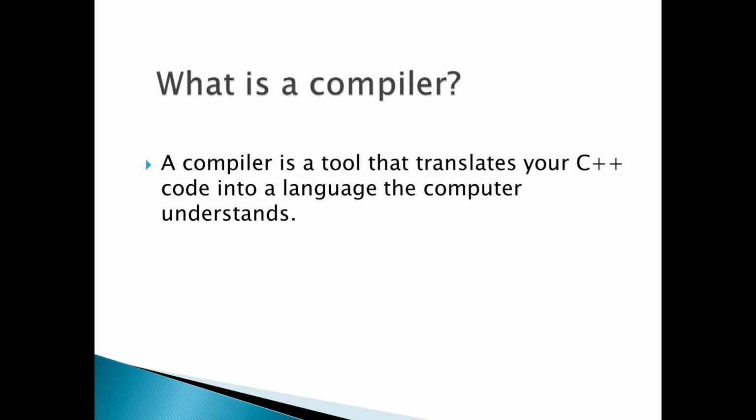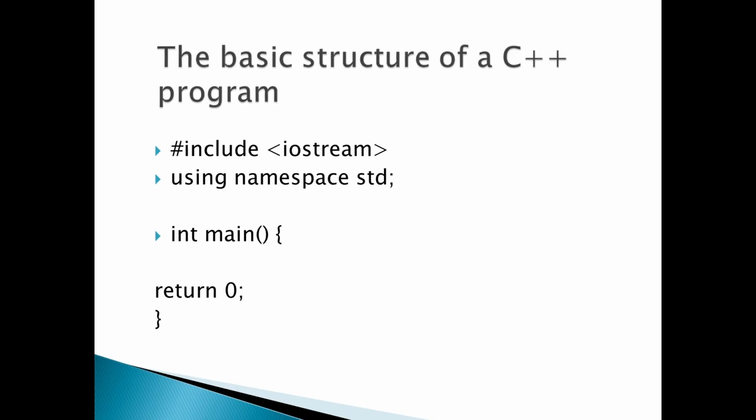So the steps are: you write C++ code, then the compiler checks your code, then it converts it into machine code, then your computer executes it. Okay? So these are the 4 steps to execute a program.